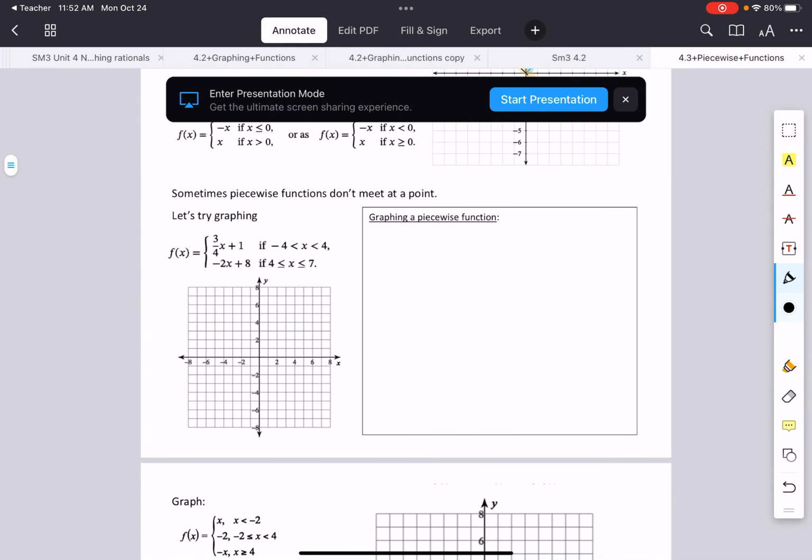Piecewise functions, our steps go as follows. Number 1.